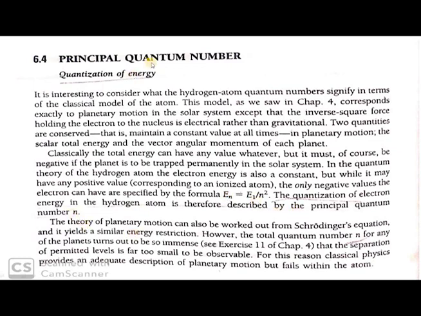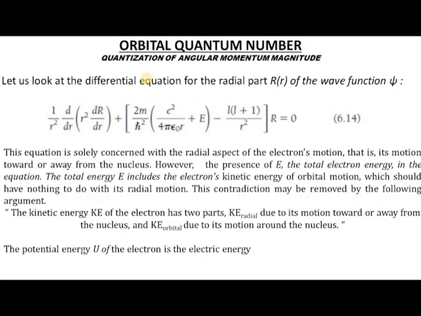So what is the significance of the principal quantum number? It gives the quantization of energy levels of the electron in a hydrogen atom. Right, that's all about the principal quantum number. And what is the significance of the orbital quantum number? I'll give you the answer in a single sentence, and later on we discuss the orbital quantum number. The significance of the orbital quantum number is that it gives the quantization of angular momentum magnitude.